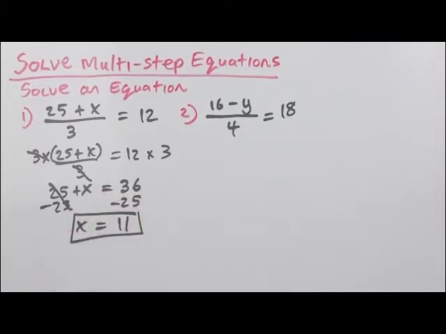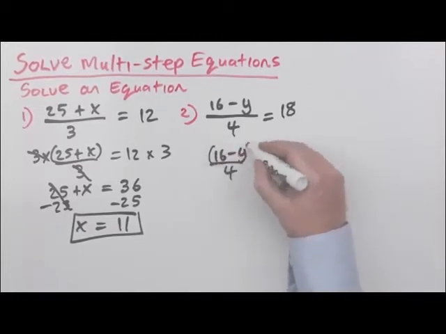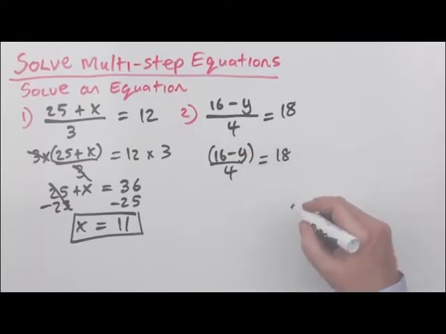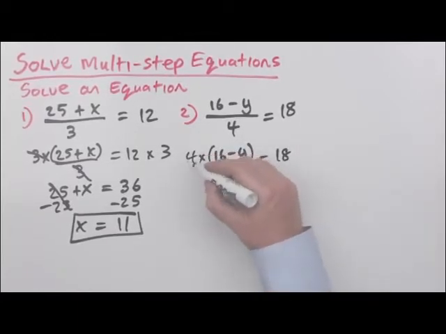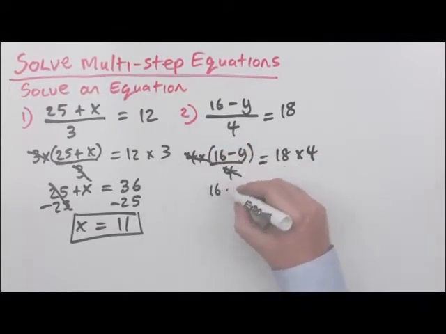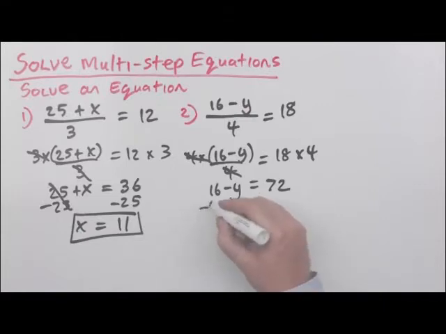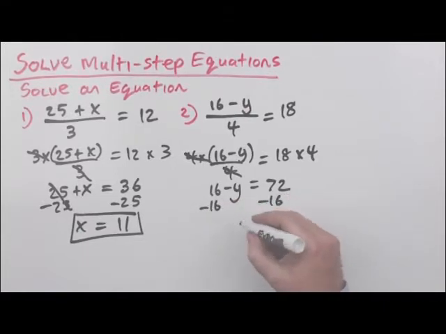Okay, first I'm going to multiply the problem to get rid of the denominator. So in this case, I'm going to multiply it by 4 on both sides. So that 4 cancels out the bottom 4, so that's 16 minus y is equal to 18 times 4, which is 72. Now I see that I have a 16, so I'm going to subtract 16 from both sides, doing the subtraction property, keeping it on both sides to keep it balanced.